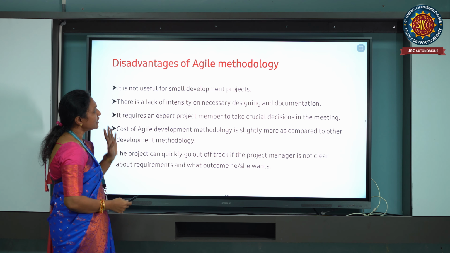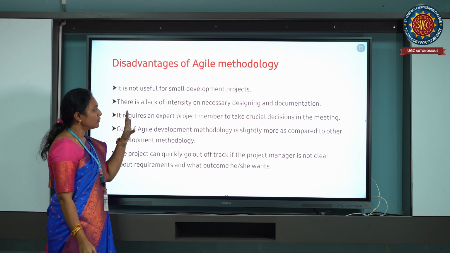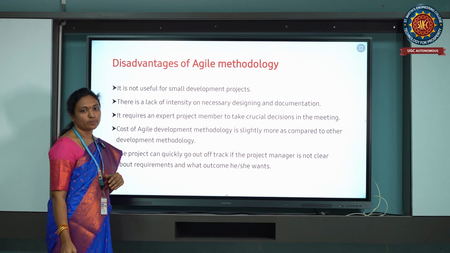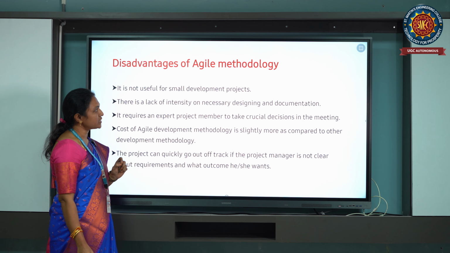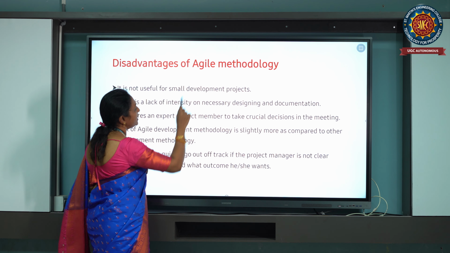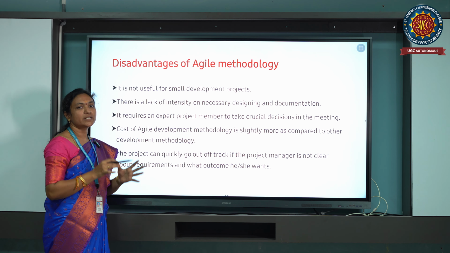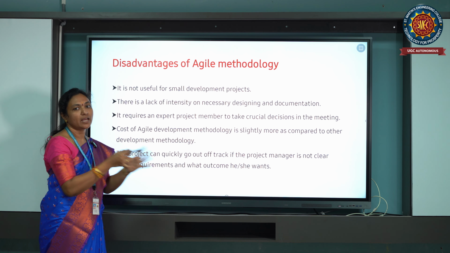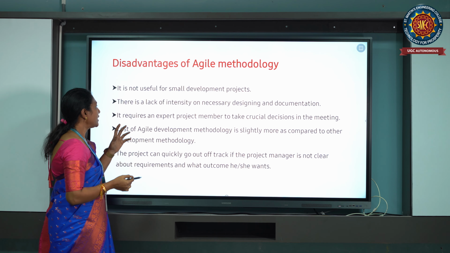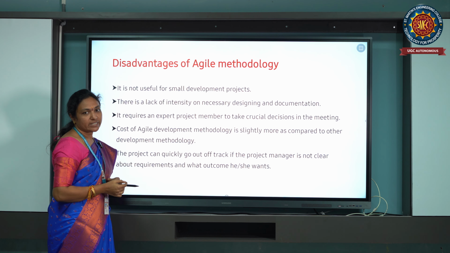And what are the disadvantages here? To overcome these disadvantages, we are using DevOps. So what are the disadvantages in the agile model? It is not useful for small development projects. Only complex development projects can be done by the agile model, but small development projects we can't make. That's why there is a lack of intensity.